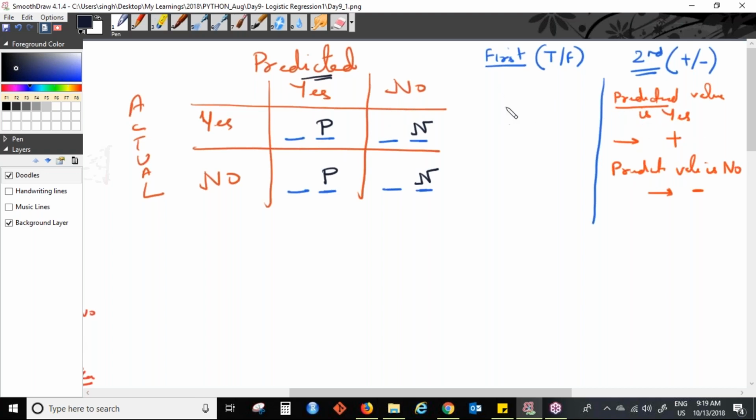Now, getting the first word is very easy. If actual is equal to predicted, then you write true, else false. If both actual and predicted are the same, then you write true, otherwise you write false. So here both are the same, so you will write true. So this is called true positive. Here both are different because your actual is yes and you predicted no, so you will write false. Similarly, here also you will write false because actual is no and you predicted yes. And here you will write true.